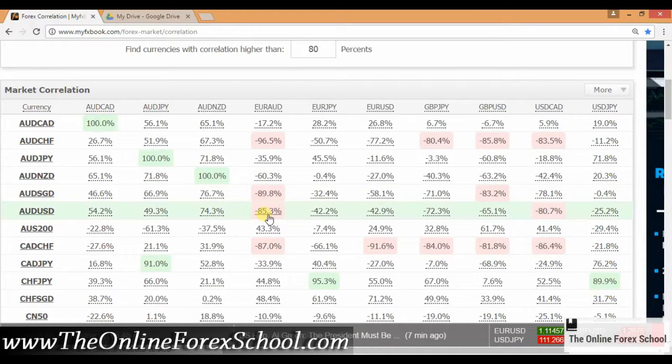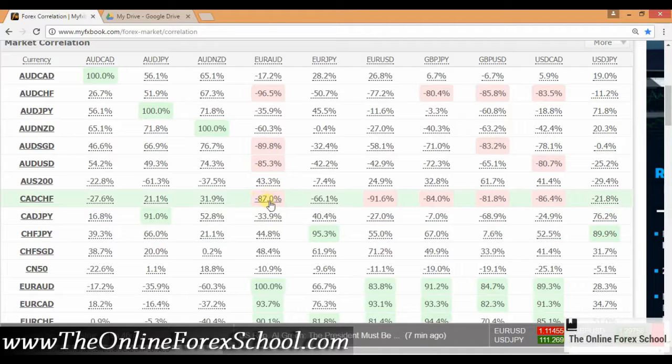Following that, I've got CAD Swiss franc over here, and CAD Swiss franc has a negative correlation to the Euro Australian dollar. So that means if Euro AUD is in an uptrend, then CAD Swiss franc is most likely going to run in a downtrend.